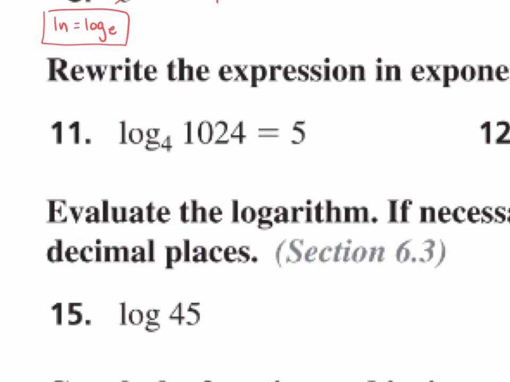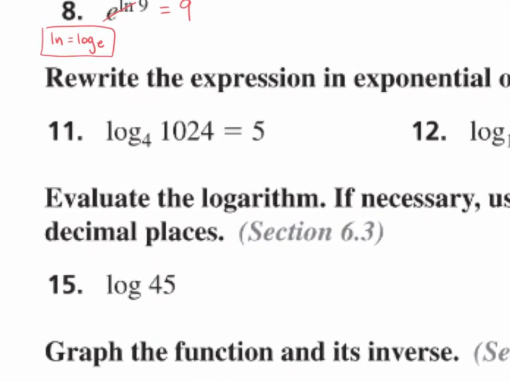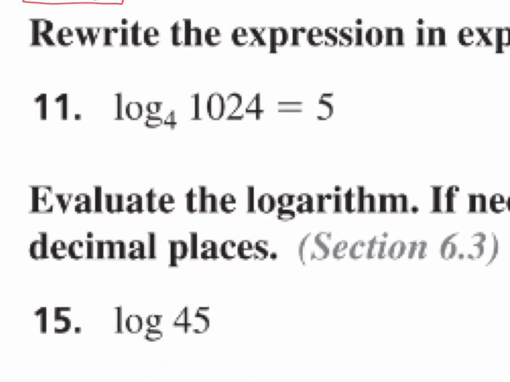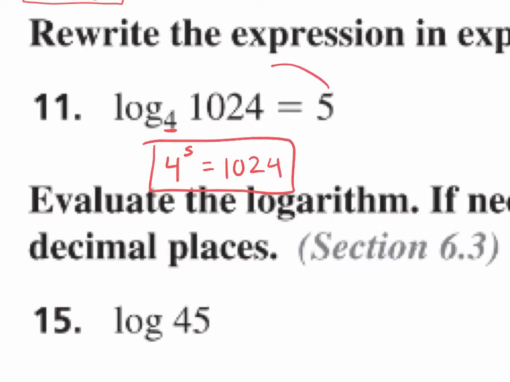Let's look at 11. So we have to rewrite in exponential or logarithmic form. It's given to us in log form. We've got to write it in exponential form. So what's our base going to be? What do we start with? 4. Our base always comes from the base in our log. And then what's our exponent on 4? 5. And then what's that equal to? 1024. So this is our exponential form. Just remember, what's on the right goes to the left, what's on the left goes to the right. So you switch positions.